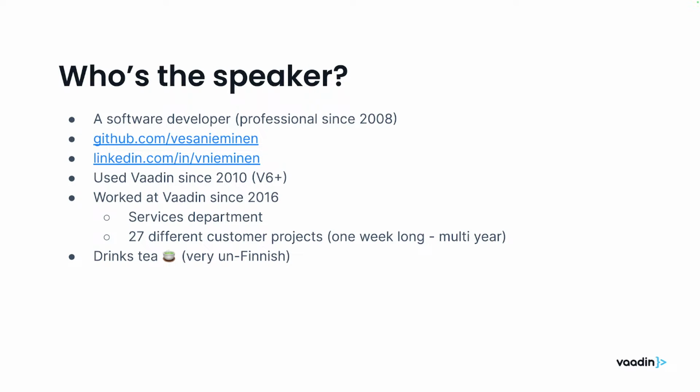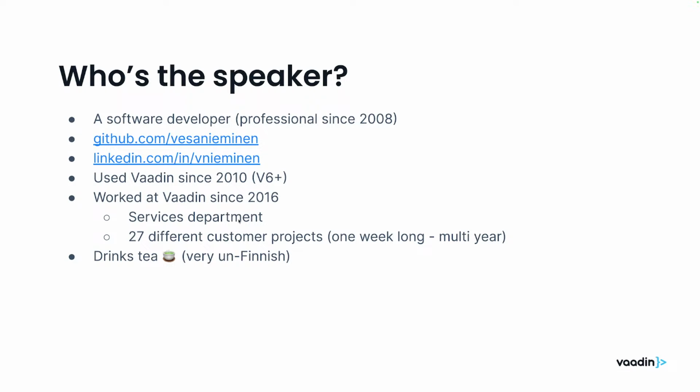Now, to talk a little bit about myself. I'm a software developer, have been professional since 2008, when I made a small application for the microbiology department in University of Turku. Here's my GitHub page. You can see things I've been up to, also LinkedIn. I've used Vaadin now for 14 years, so quite a bit. I've worked at the company Vaadin since 2016, so that's about 8 years.